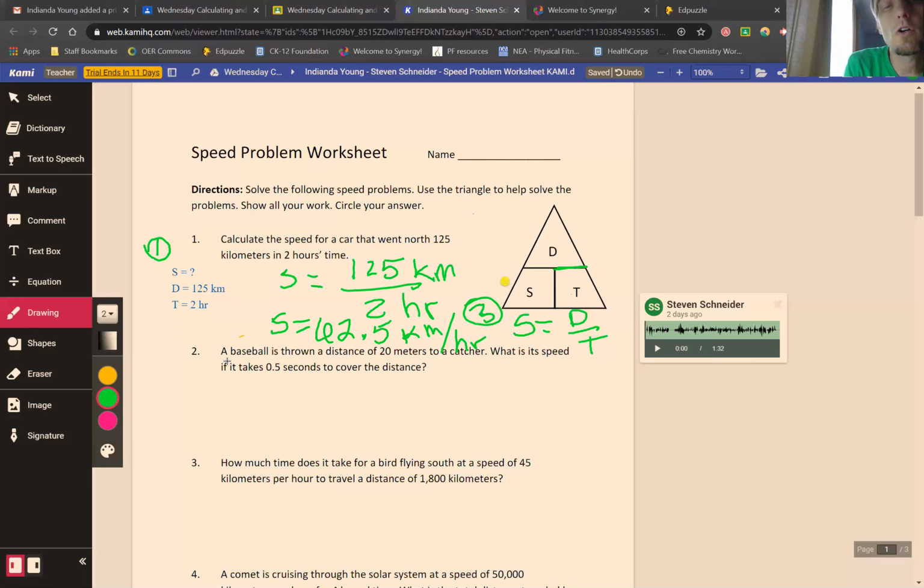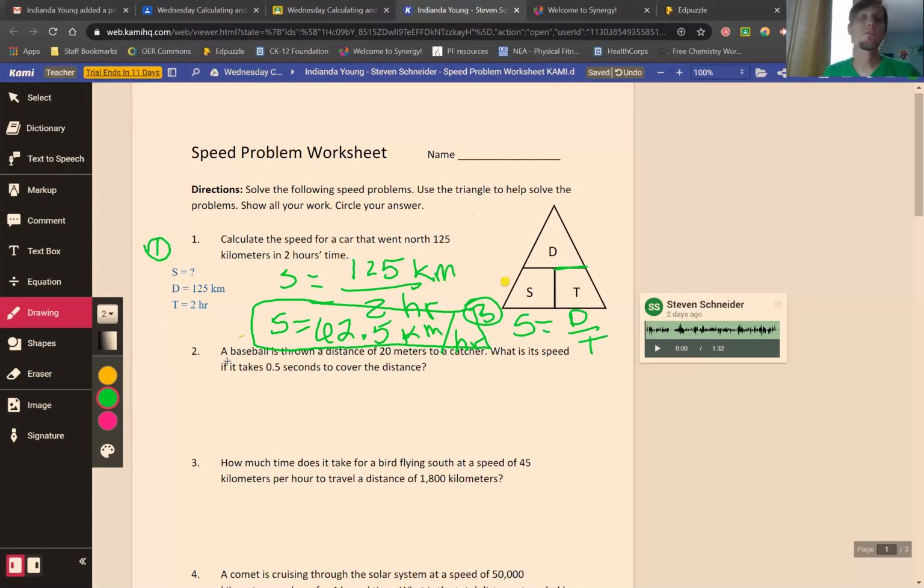And also when you do it on your paper, it'd be nice if you just squared or circled that whole box or that answer in. Again, it would look a little nicer than this because I crammed it all in there. But so speed equals 62.5 kilometers per hour.